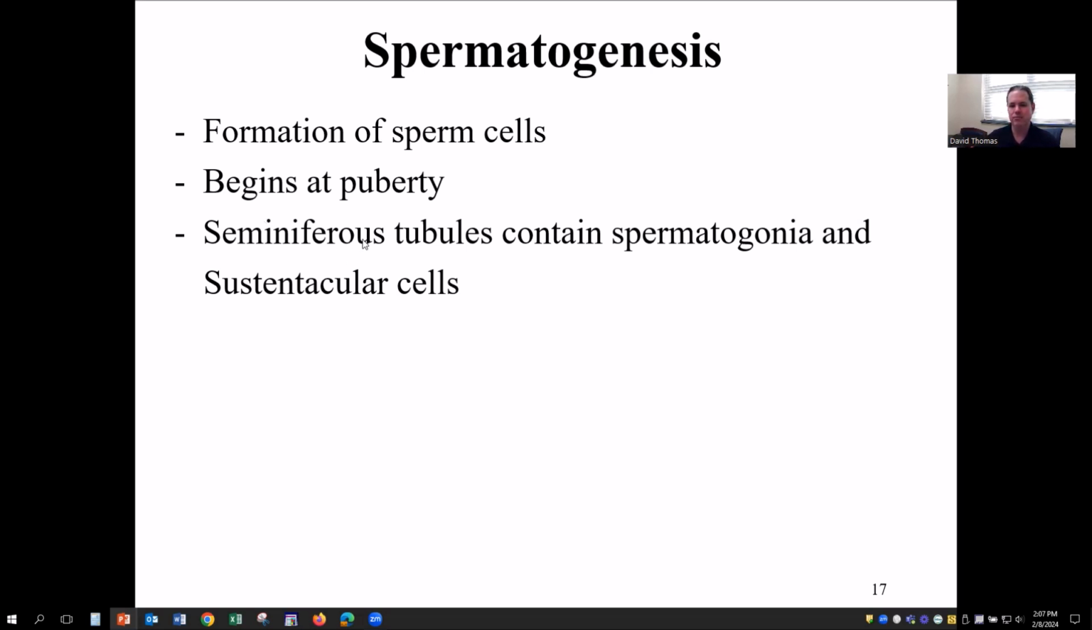Remember the seminiferous tubules, where we looked at that cross-section image. That's the location where you're going to find the starting stem cells, the spermatogonia. This is plural, and spermatogonium would be singular. These are the starting stem cells. We also talked a little bit about the sustentacular cells, those cells that are in charge of providing the sustenance, or nutrition, for the developing sperm cells.